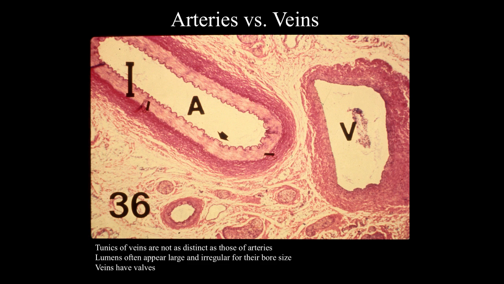Now let's talk about arteries versus veins. The tunics of veins are not as distinct as those of arteries. The lumens also often appear larger and more irregular in shape for the bore size of the vessel. And as you might remember from anatomy, veins have valves associated with them.